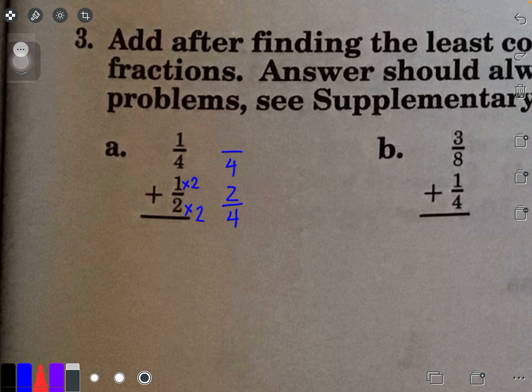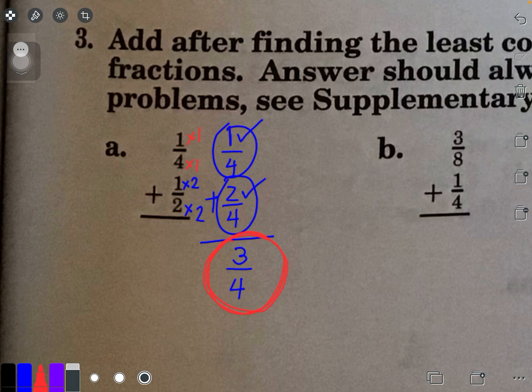Next, over here, what did I multiply to 4 to get 4? Just 1. So up here, it's 1. So 1 times 1 is 1. So here is my brand new equation: 1/4 plus 2/4. So my denominators are the same, and I'm going to do simply 1 plus 2, which is 3. Boom! That is my new answer, 3/4.